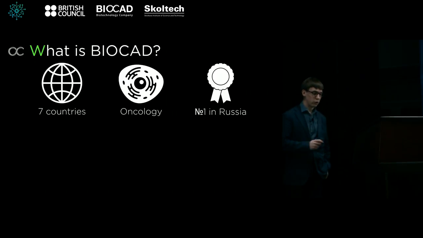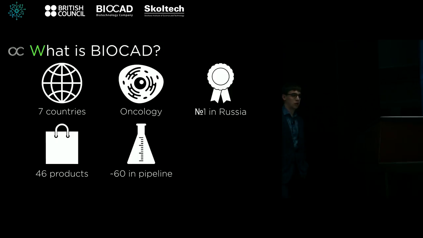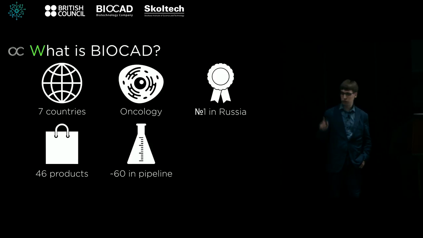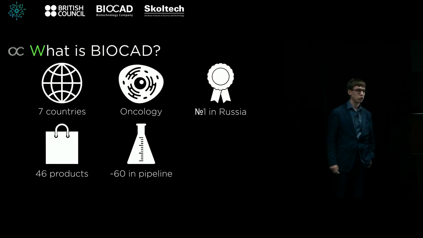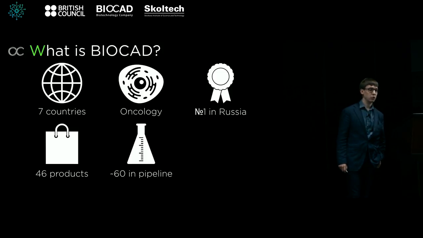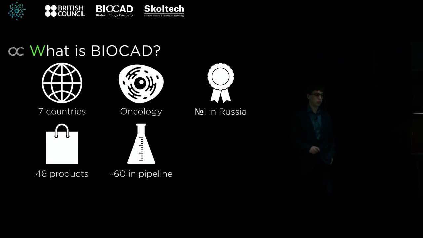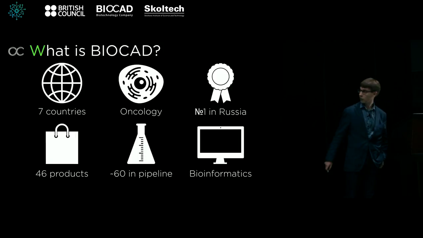We have 46 products on the market already and more than 60 projects in our pipeline at different stages of development and clinical trials. Most of these projects are multi-specific antibodies, so we have binders to almost all immune checkpoints and most oncology targets. Most of these molecules are created using bioinformatics and computational biology approaches that we also use to speed up and support all of our R&D processes. But it wasn't always so.